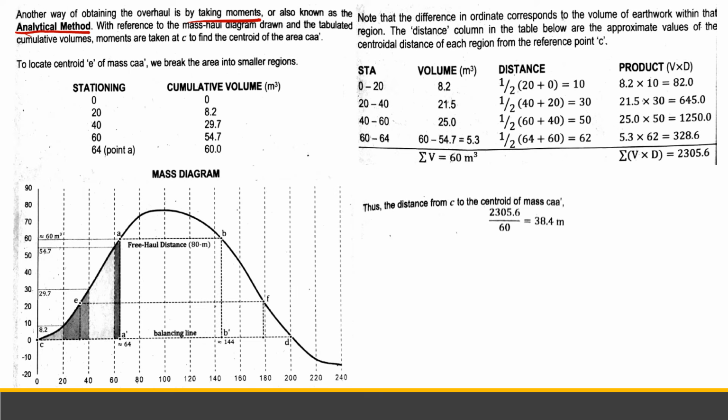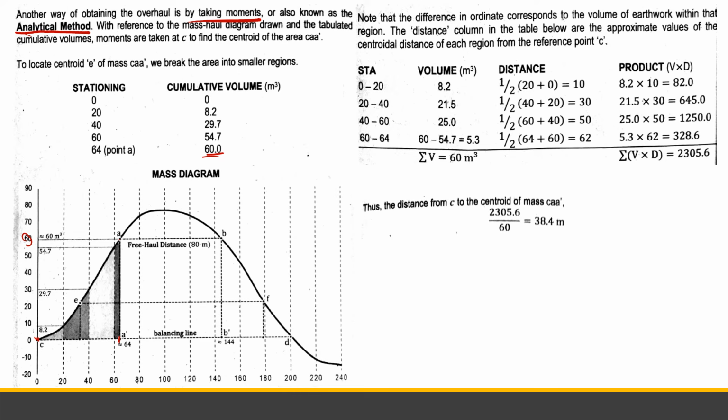So with reference to the mass haul diagram drawn and the tabulated cumulative volumes, moments are taken at C to find the centroid of area CAA prime. So the cumulative volume from 0 to 20 up to 64, up to 64 only is 60 cubic meter. So note that the difference in ordinate corresponds to the volume of earthwork within the region.